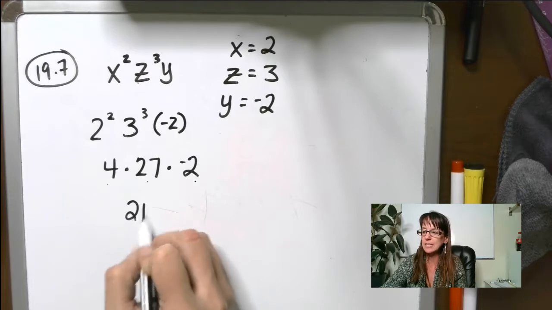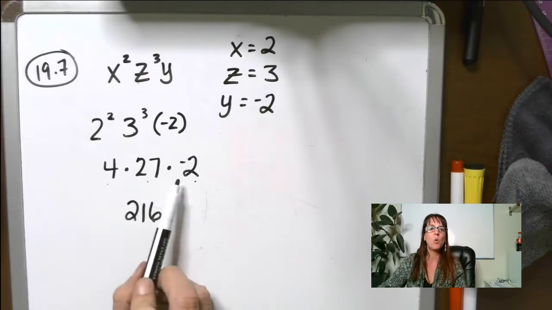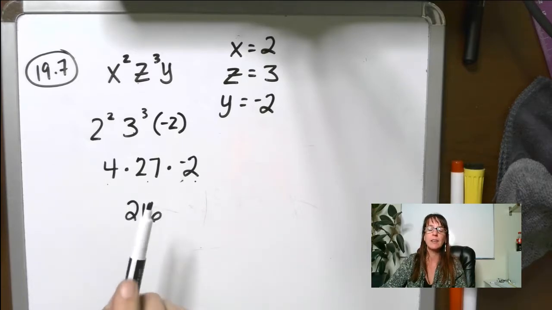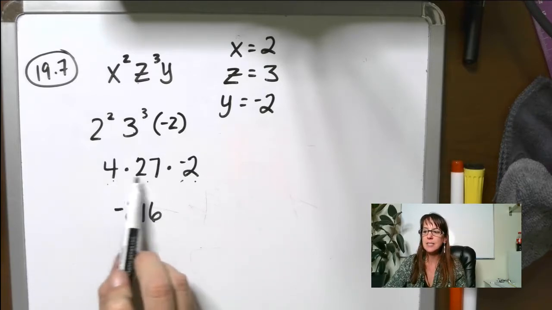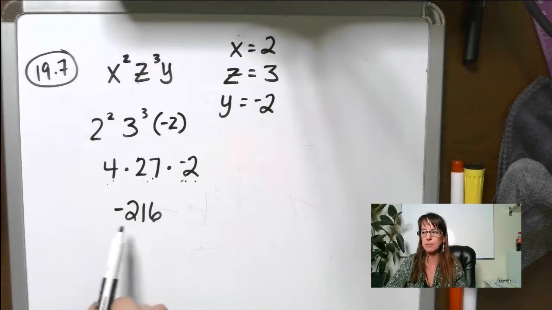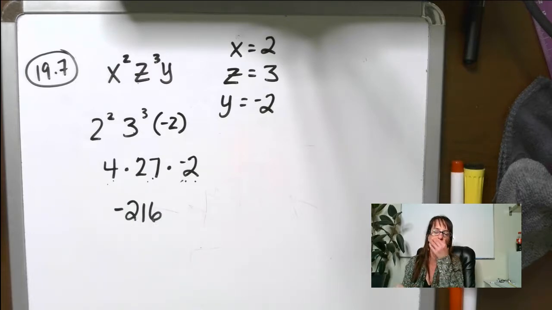That gives me 216. However, there's one negative here, which means it's an odd number, which means our answer is going to be negative, right? Because this times this is positive, times this is negative. So that's our negative answer. I worry about my signs separately than I worry about my answers.